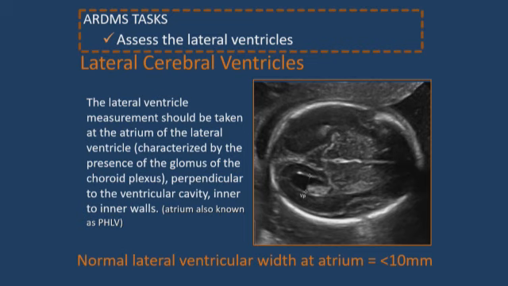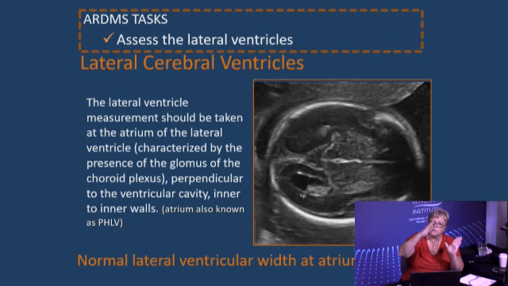So the ventricles are fluid-filled structures. They're going to take whatever space is available to them. So as the cerebrum becomes more developed, then you'll start to see that the lateral ventricles get smaller and smaller in size, unless there's a problem.